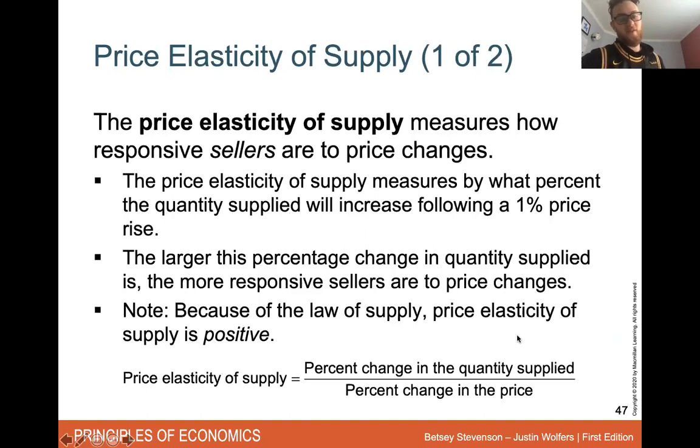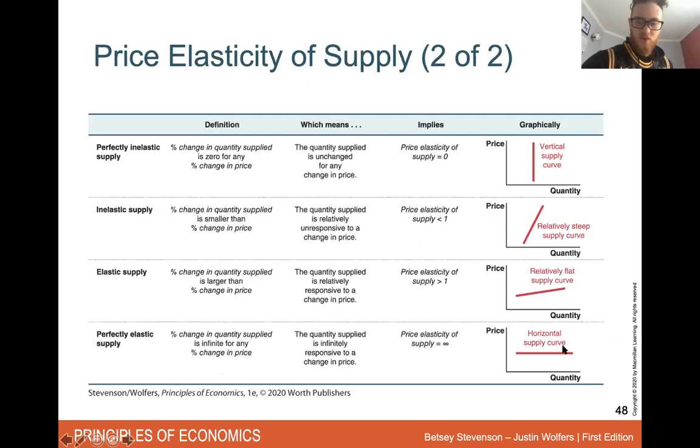The price elasticity of supply is equal to the percent change in quantity supplied over the percent change in price. Over here, we've got more graphs. Perfectly inelastic supply, much like before, is a vertical supply curve. The change in quantity supplied is 0 for any percent change in price. Inelastic, one more time, is a very steep supply curve.